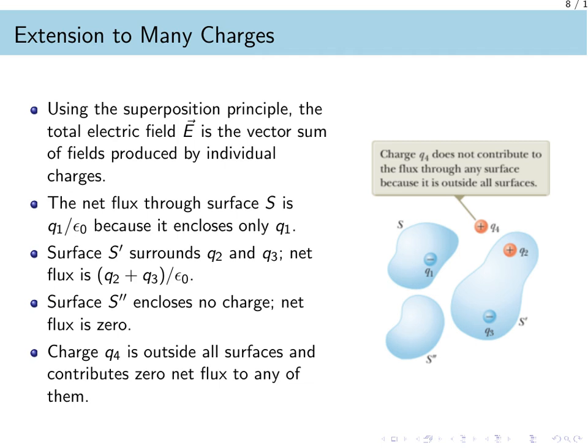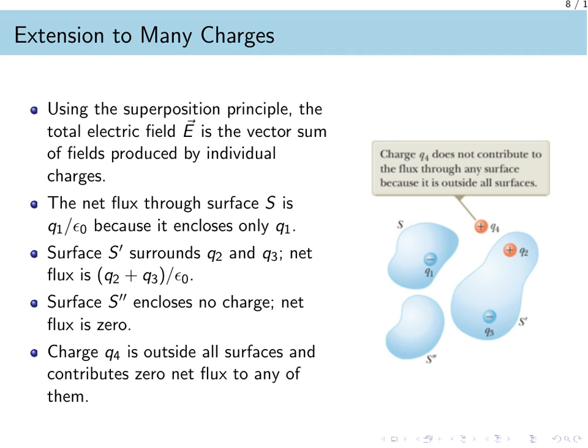We can extend this logic to systems with multiple charges by using the superposition principle. This principle states that the total electric field is simply the vector sum of the fields produced by each individual charge. Let us look at a few examples.